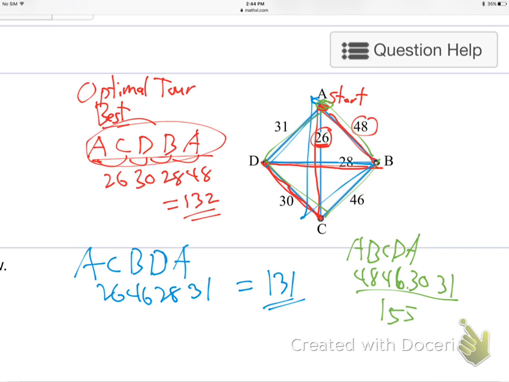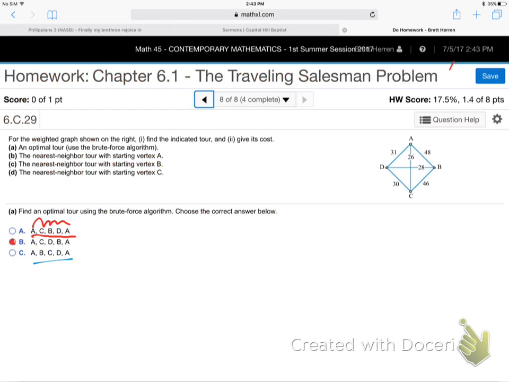So that's not best. The best road, I guess, is this one. I just tried them out. That's not very scientific. We'll have some better methods tomorrow. But A, C, B, D, A is the best one. So the answer then is A, C, B, D, A. We just kind of trial and errored it. Does that make sense?